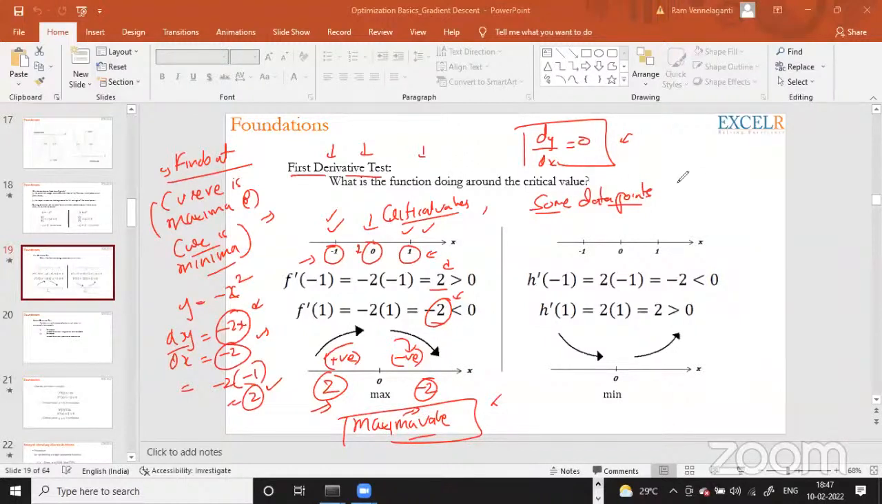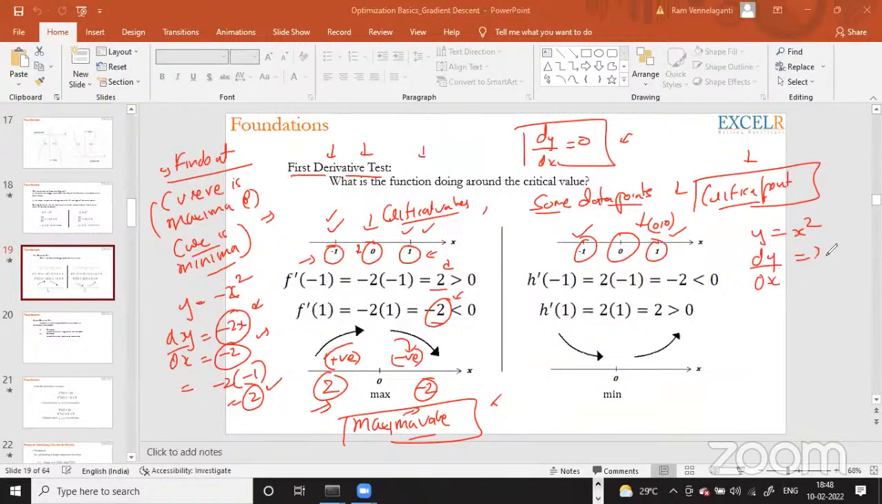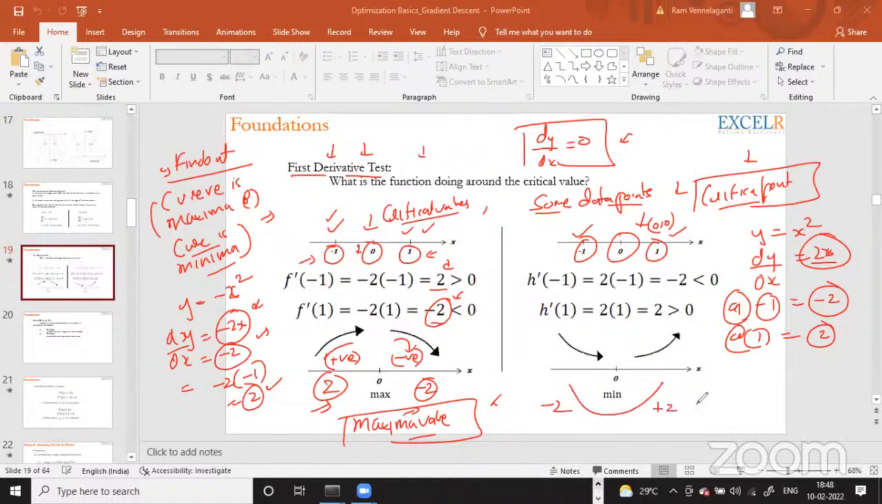Same thing you do here. Find out the critical point: 0, 0. Then consider two data points around this neighbor, -1 and 1. What is the slope at -1? It is -2. What is the slope at 1? It is 2. So what is happening to your slope? The slope is changing from negative to positive, -2 to +2.